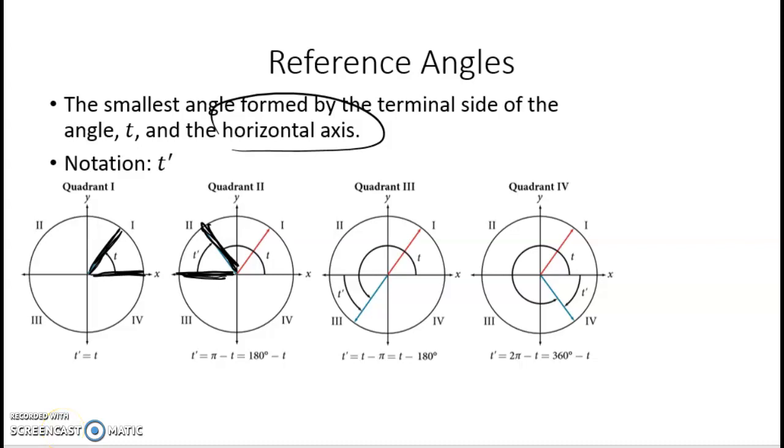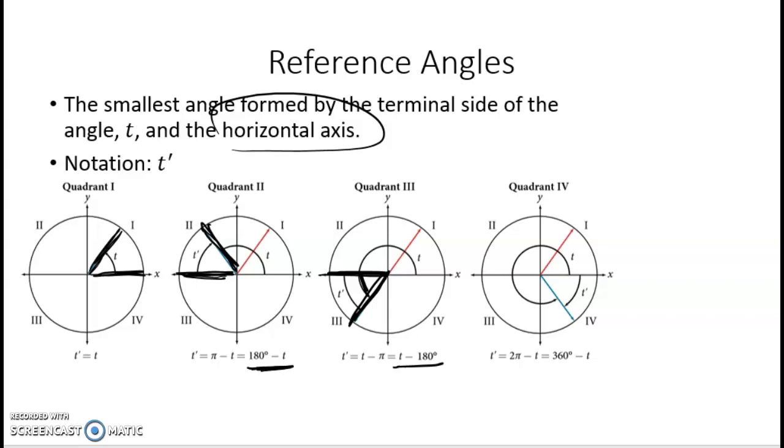Anytime you're in the second quadrant, what you're going to do is take 180 degrees minus whatever angle they give to you, and that's going to give you your reference angle. Okay, for the third quadrant, you're going to need the terminal side here and the horizontal axis right here. To get this reference angle, you take the angle they give you, we're calling that T, minus 180.